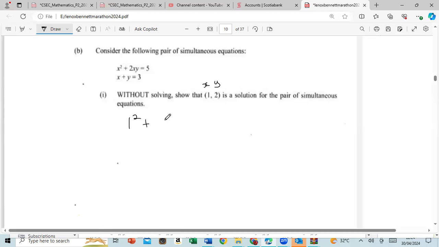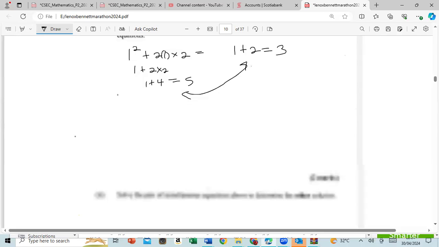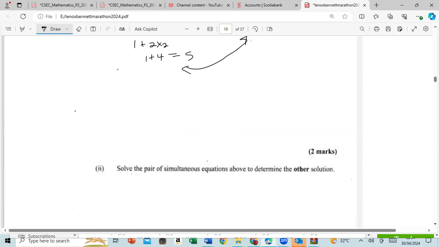They say x is 1, so anywhere we say x, we put 1. And y is 2, so anywhere we say y, we put 2. When we work this out, it should give you 5. 1 squared is 1, 2 times 2 is 4, because you have to multiply first. 1 plus 4 is 5. And for the second equation, 1 plus 2 is 3. I think they're going to ask you to solve it. I will show you guys that tomorrow.